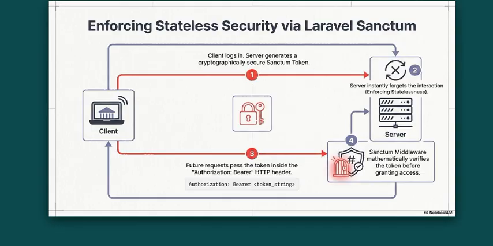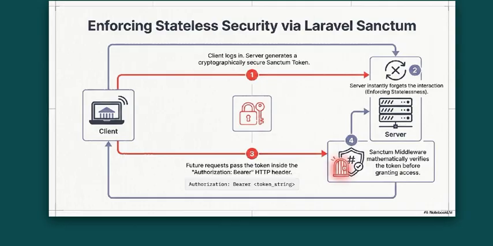Wow. And how does the server know I didn't just type out a random string of characters and forge the wristband? If it doesn't remember me, how can it verify the token? Because of the cryptographic signature. When the server generated the token originally, it didn't just spit out random letters. It took your user ID, combined it with a secret, highly complex app key that only the server knows, and mathematically hashed them together to create a signature. Okay, I follow.